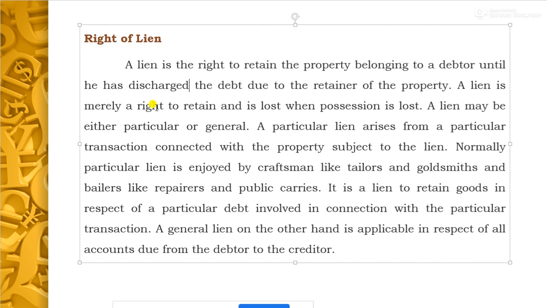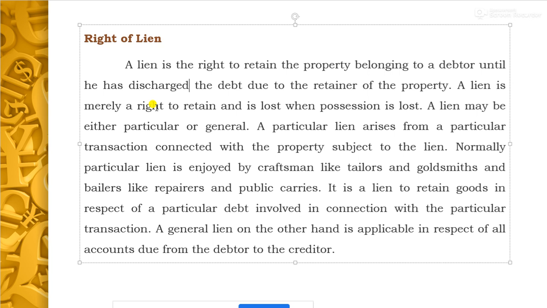So a particular lien arises from a particular transaction or it is related to only a particular transaction, and in case of particular lien this creditor will be having the right to retain the property until that particular transaction is over or until a particular debt is being settled by the debtor. At that time only, a particular lien can be enjoyed by the creditor. For example, particular lien is usually enjoyed by craftsmen like tailors, goldsmiths, bailees like repairers, public carriers, etc.